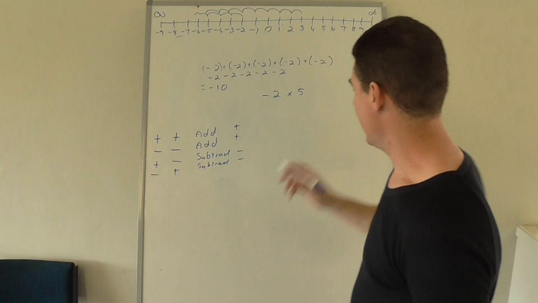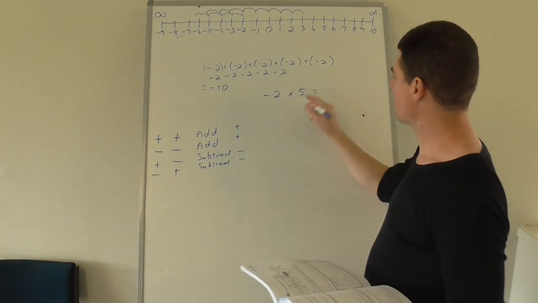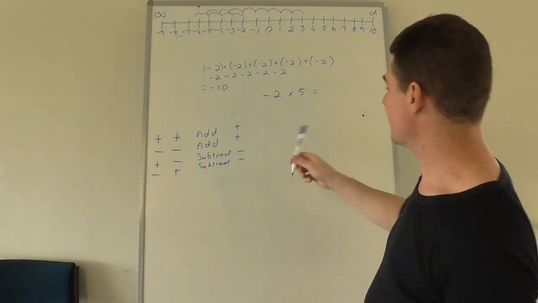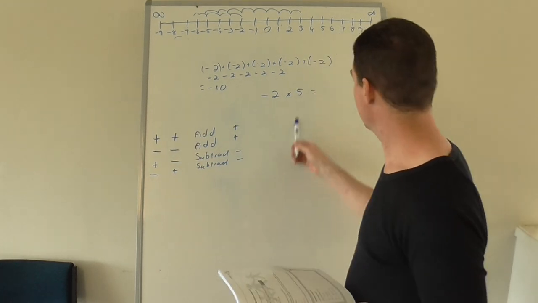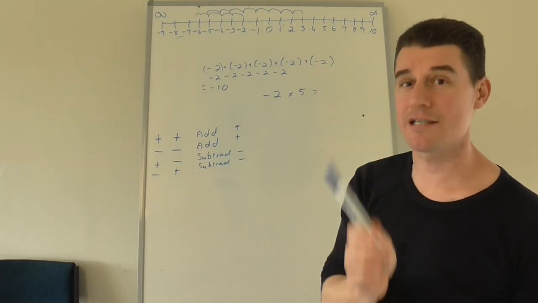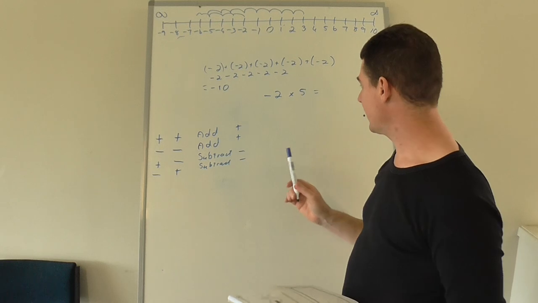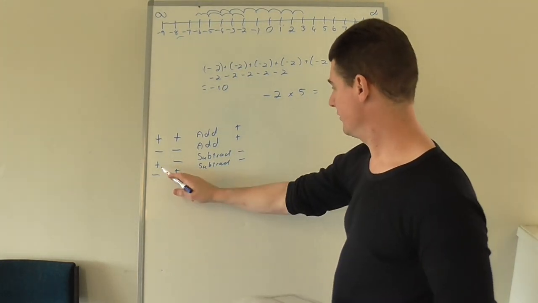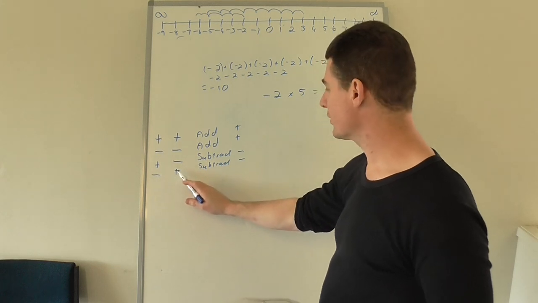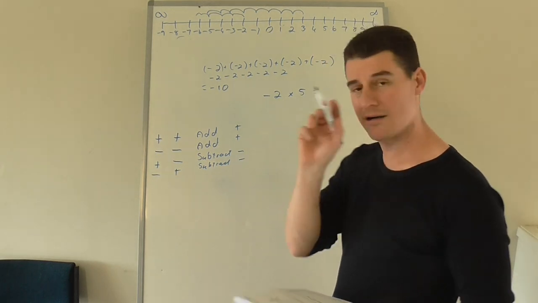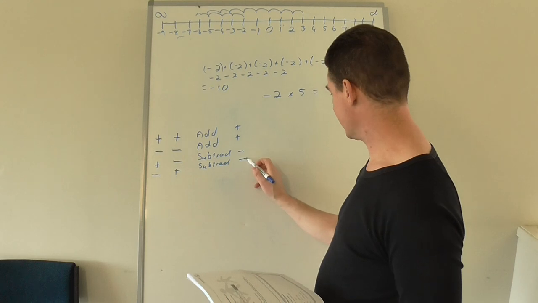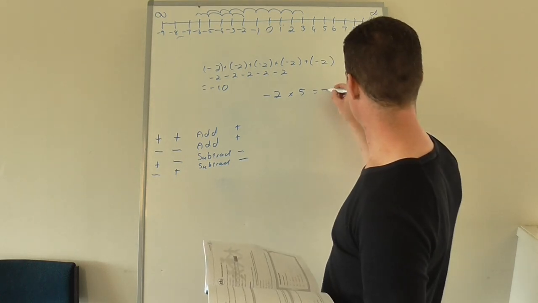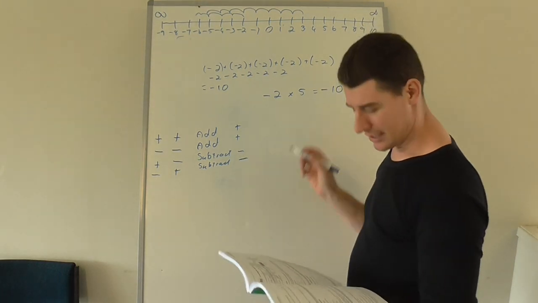Now when you multiply with a negative number, these rules also apply to your answer. What do I mean by that? If you've got a negative and you multiply it with a positive, your answer will be negative. So that'll be minus 10.